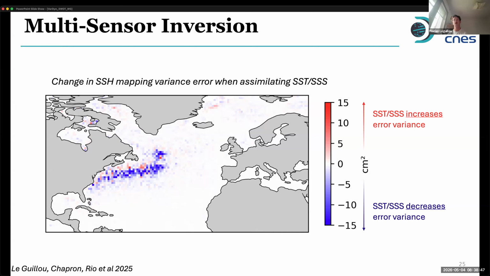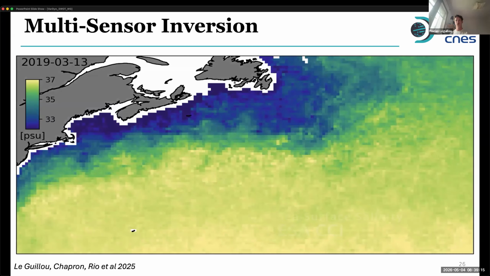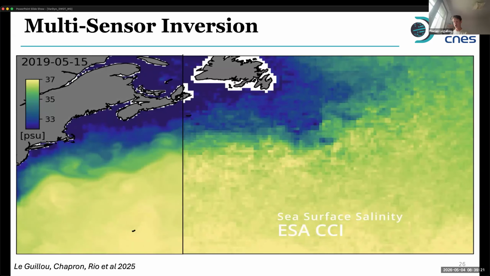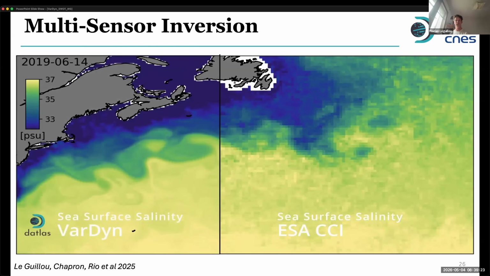can do more things by combining different kinds of data, even with SWOT, to make the best mapping possible, and also to have a really good consistency between the different variables, because at the end you have the salinity, temperature, and sea surface height that have seen the same physical models, so they are consistent, and so you can compute high value products from this combination of different variables.